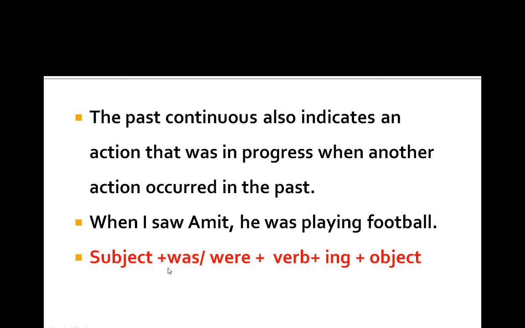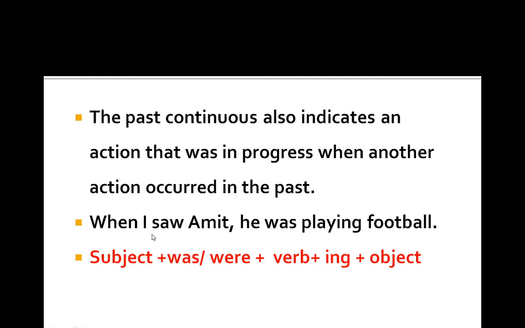So again here I have written the formula for better understanding. Subject plus was or were plus verb plus ing plus object is the formula of the continuous past tense. Students, I always use formulas to help you recite, because if you recite it well and keep it in mind, then you will understand all the different tenses, and you can change the given sentence into whatever tense you are asked.